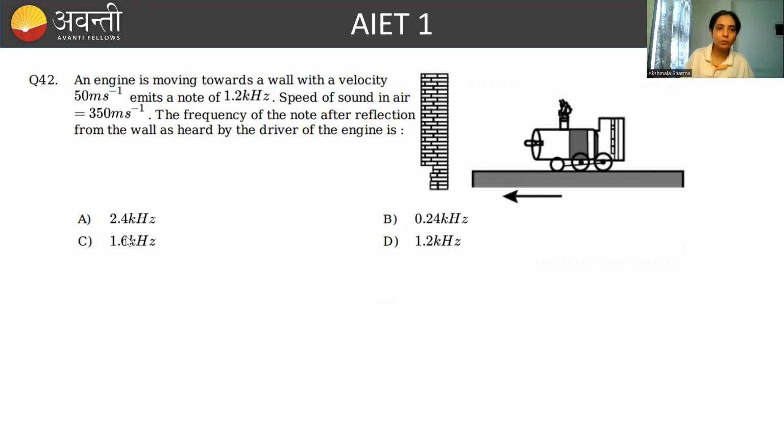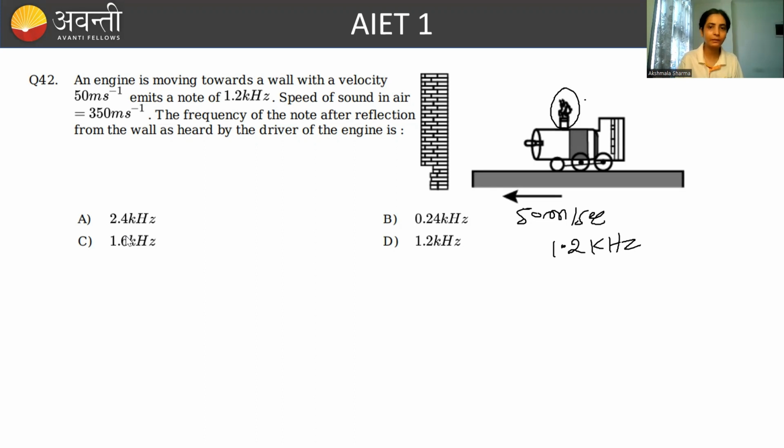So what's the question here? There is an engine. An engine is moving towards the wall with a velocity of 50 meter per second. It is moving towards the wall at 50 meter per second, and it is emitting a note, means it is emitting a sound of 1.2 kilohertz. Okay? The frequency of note after reflection from the wall as heard by the driver of engine.